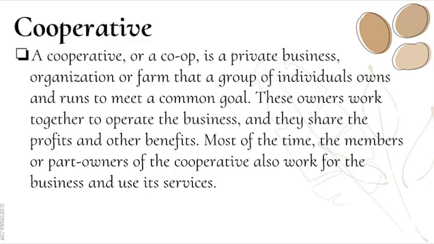So the fourth one is cooperative, or a co-op. It is a private business organization or firm that a group of individuals owns and runs to meet a common goal. These owners work together to operate the business and they share the profits and other benefits. Most of the time, the members or part owners of the cooperative also work for the business and use its service. Many cooperatives exist in the retail, production, and housing industries. Examples of businesses operating as a cooperative include credit unions, utility cooperatives, housing cooperatives, and retail stores that sell food and agricultural products.